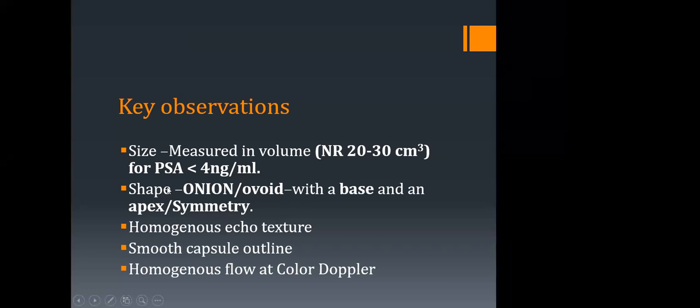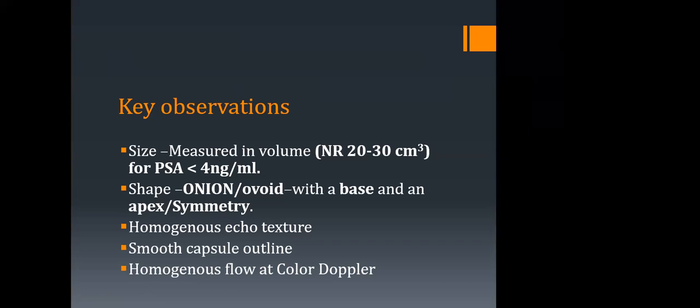So when you are looking at the shape, we are looking for asymmetry. If you look at the left and the right, or at the posterior and the anterior aspects, are they symmetrical? Shape, predominantly onion or ovoid. Look for asymmetry. Next, we are looking at the size. You have to take a measurement. We are going to see how this measurement is taken.